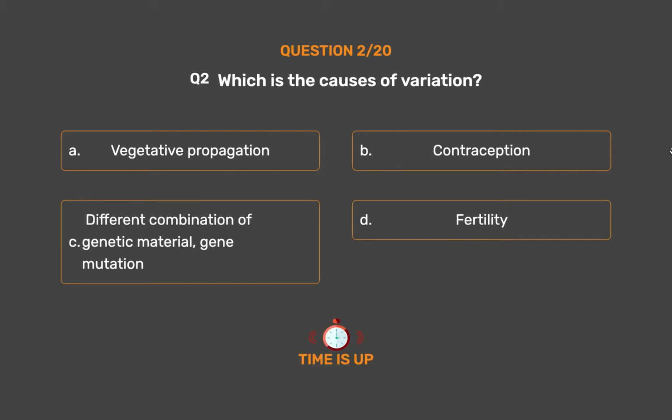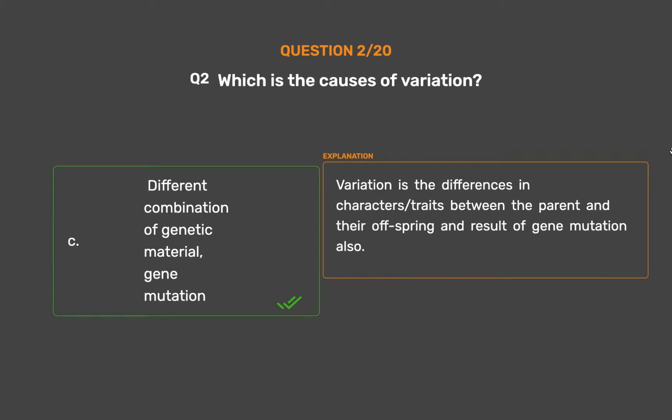The correct answer is Option C. Different combination of genetic material, gene mutation. Variation is the difference in characters or traits between the parent and their offspring, and is also the result of gene mutation.